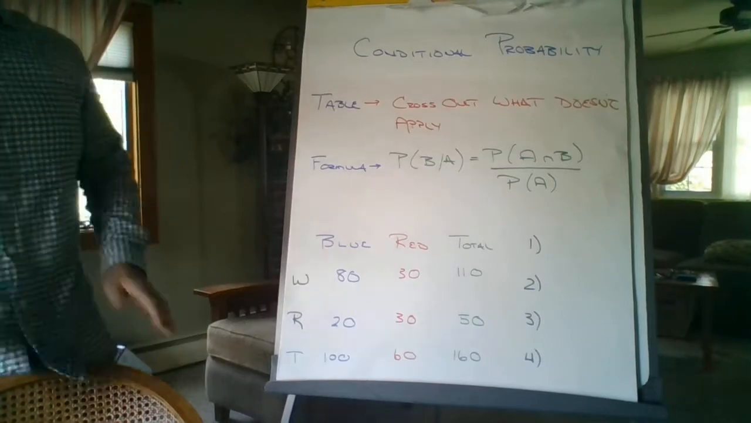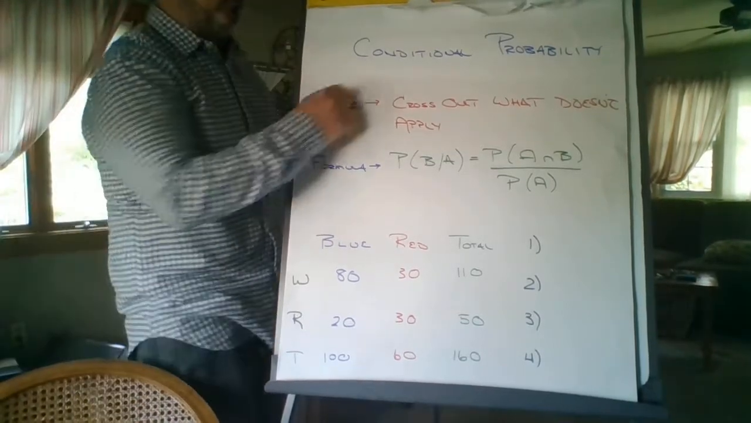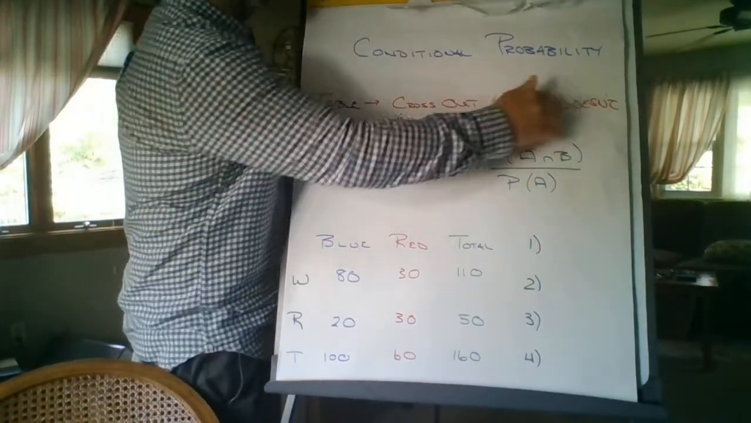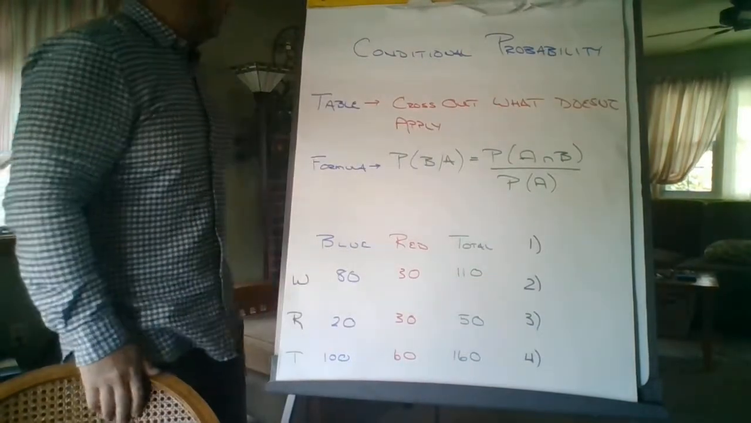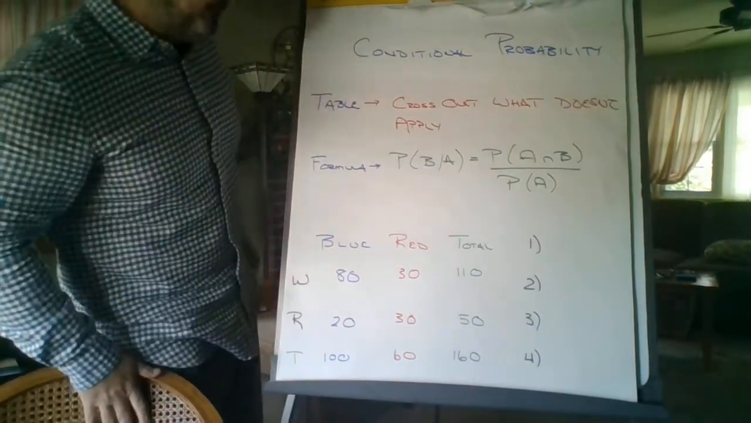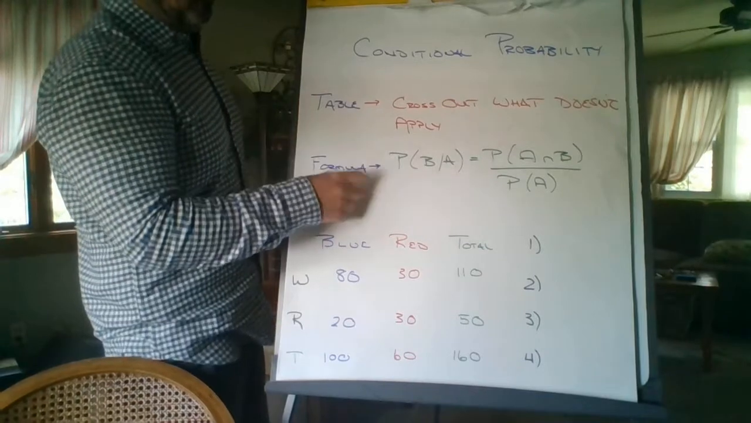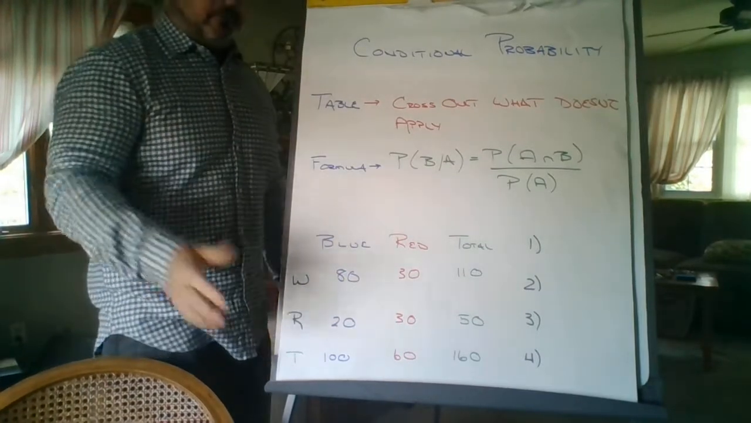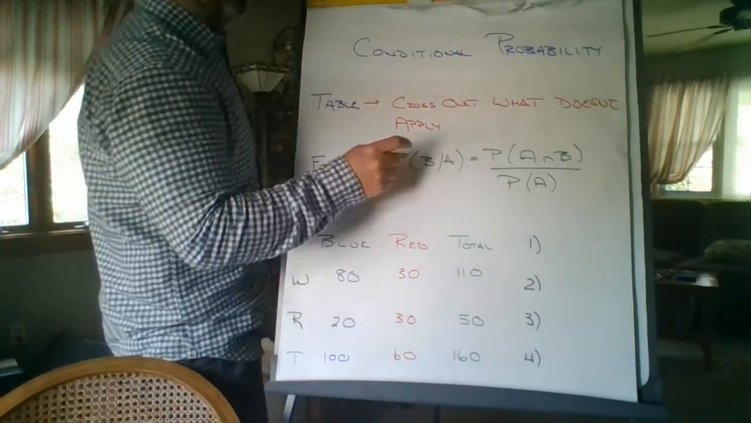If they give you a table, my suggestion to you is cross out what doesn't apply. And we're going to walk through this in a second. All right. If a formula is necessary, so they just give you information, we're going to try to do things.